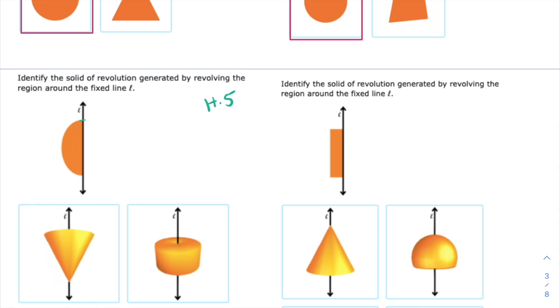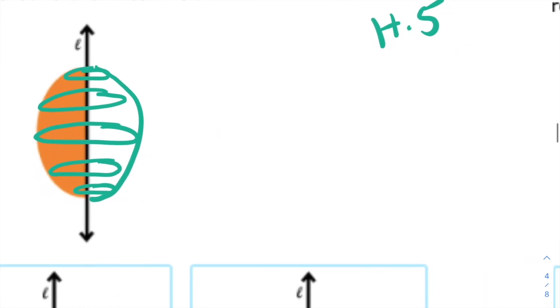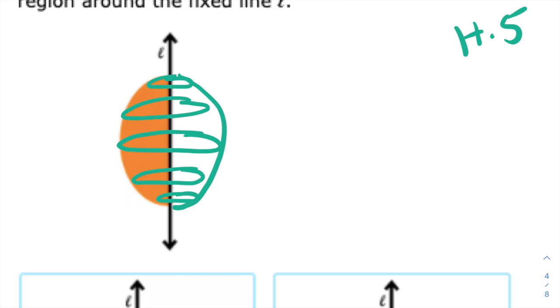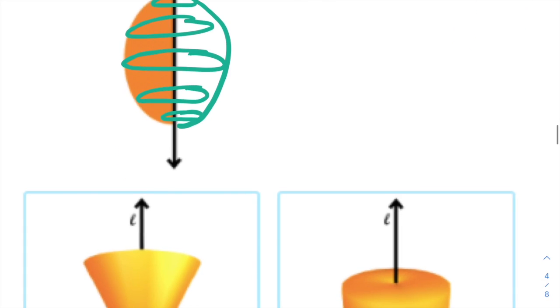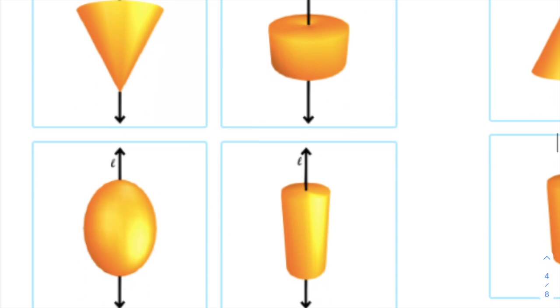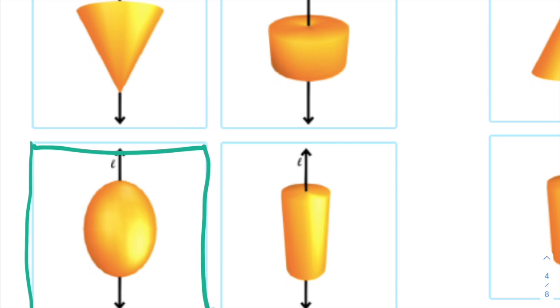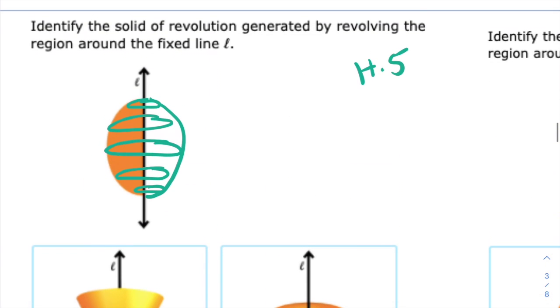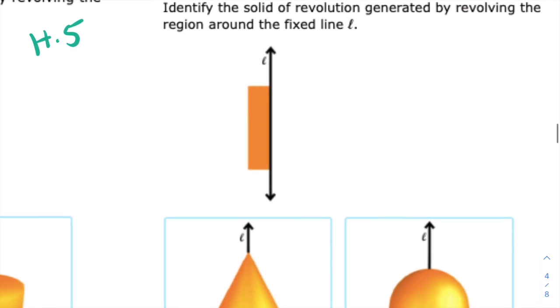So this right here is going to spin small, and then we'll get larger spins and maybe larger spins. Think about if this was on, let's say, a straw. If you were to spin that, it would go 360 degrees around line L, and it would result in a figure that kind of looks like this one, like an egg. Okay, that's what you're going to do for H5. You're going to spin it.